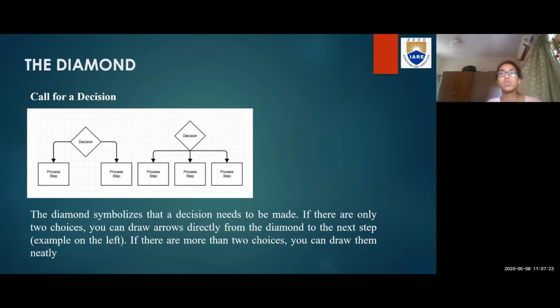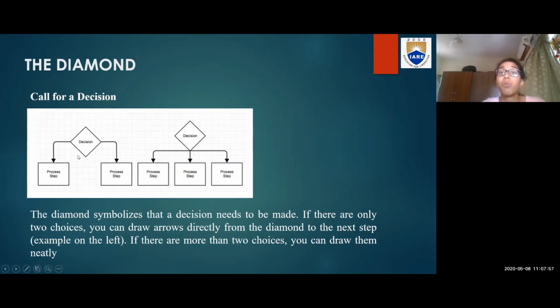That is, you can use diamond when you have multiple options to choose upon. And you have to give the reader all those multiple options because they are the ones who need to decide in which direction they need to progress through the flowchart. And that decision call is made by a symbol called the diamond. If there are only two choices, you can draw arrows directly from the diamond to the next step. See, here there are only two choices, like brown sugar or white sugar. If brown sugar, go this way. If white sugar, then go this way.